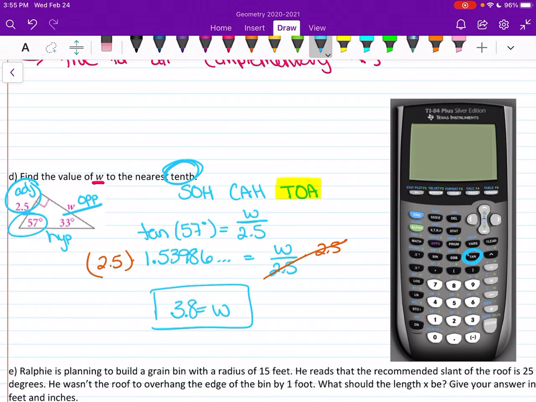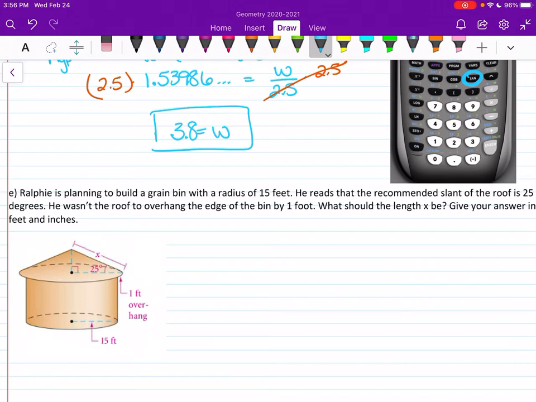If you did it using the 33, you would still be using tangent, but remember your tangent would be flipped. So you would have 2.5 over W, and you would still do the same thing, except instead of 57, you would have 33. All right, next.